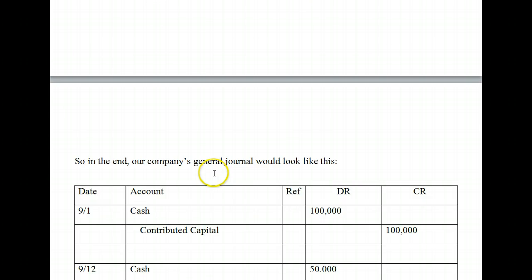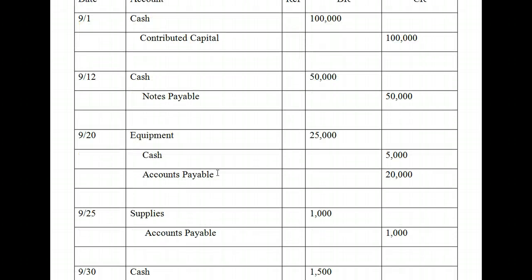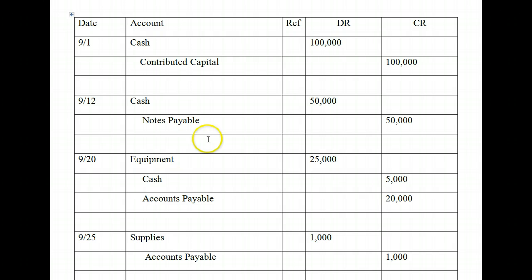Now that we've done all the transactions, let's look at what our journal looks like today. Notice this is, again, good journal form. We put the debit first, followed by the credit, and then we left one blank space, okay?